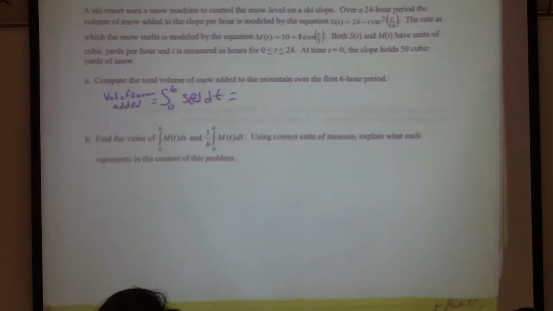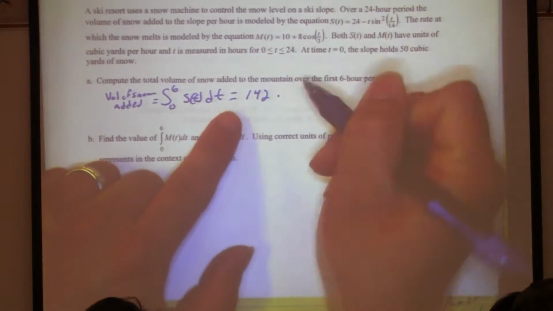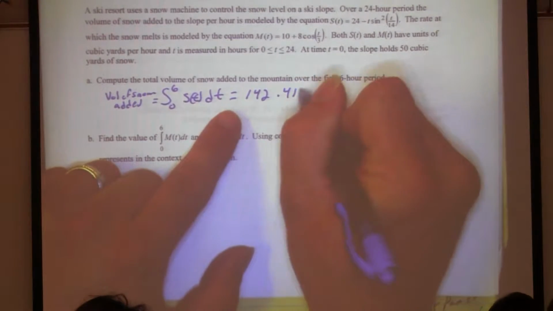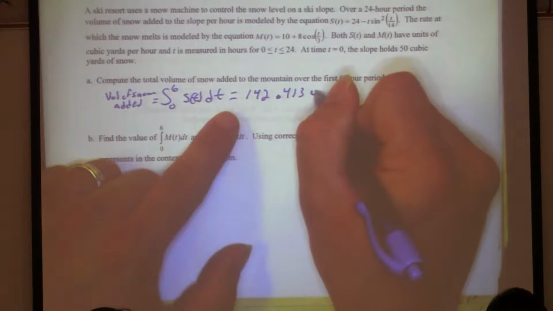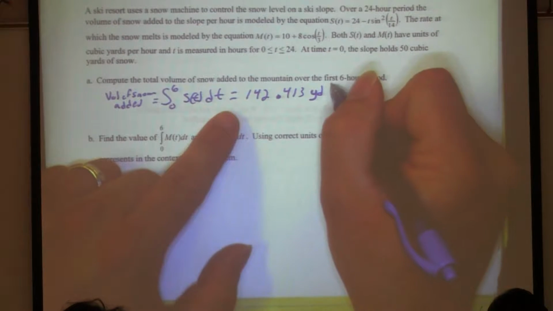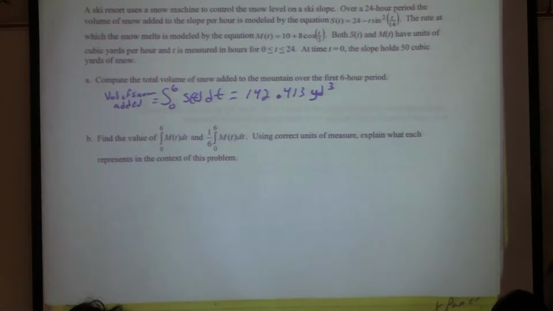Yeah, 142.4. Good job, Rick. So what do we end up with for the answer to this problem? 142.413, and what will be the units? Cubic yards. Per hour? Is this a rate? No, this is the volume of snow being added. It's not a rate. Okay, cool.